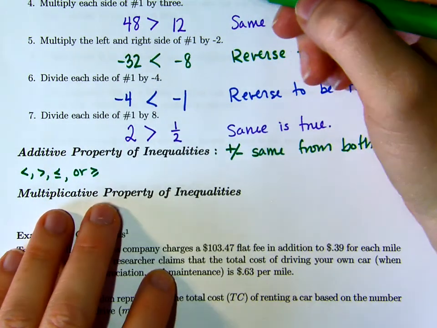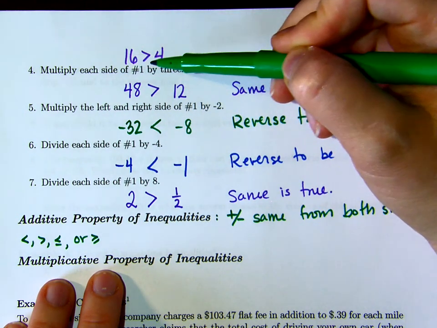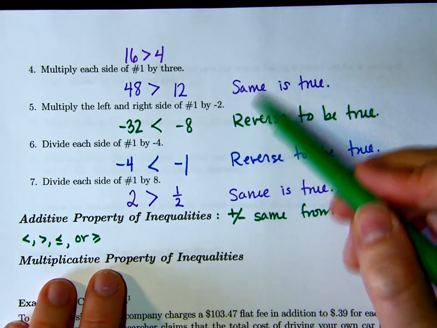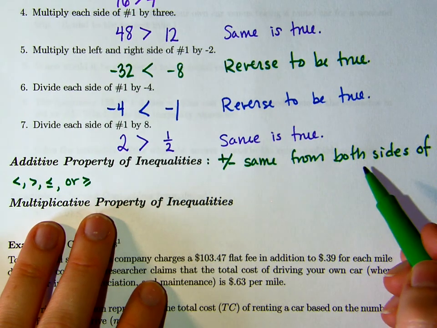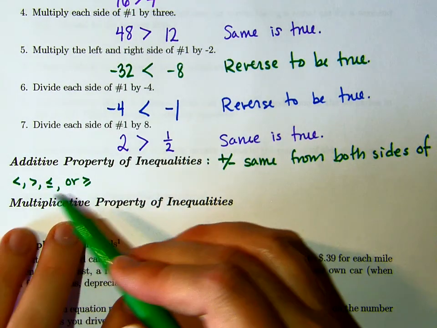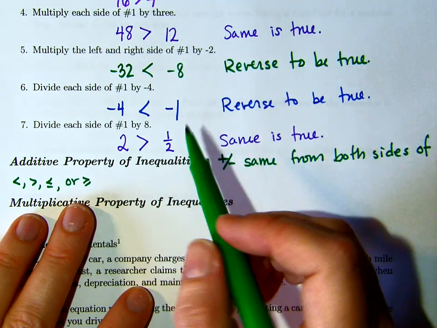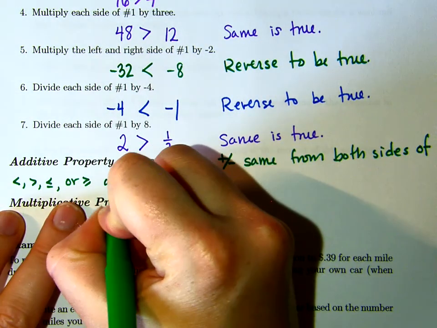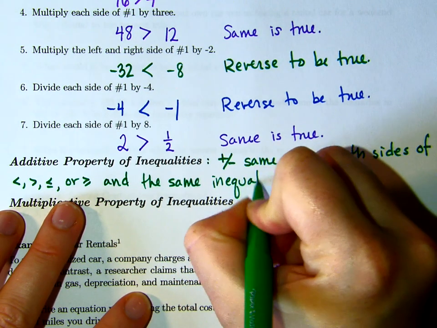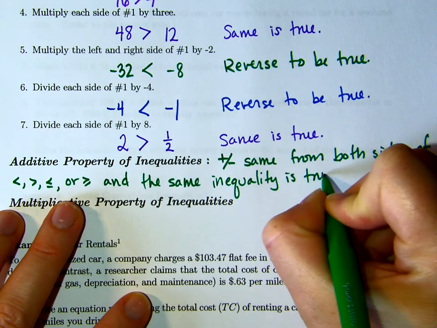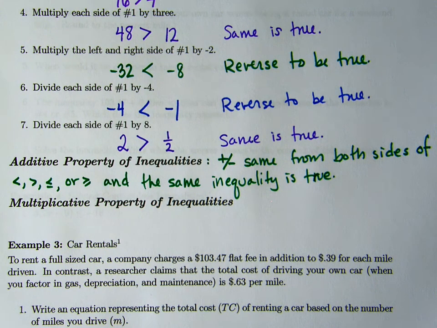And yes, I realize that in this example we only did this, but if you started this whole example and you wrote 4 is less than 16 and you did all of this, you would have the same conclusions over here. Okay, so add or subtract the same amount from both sides of the inequality symbol, and the same inequality will be true. It maintains the validity of that inequality.